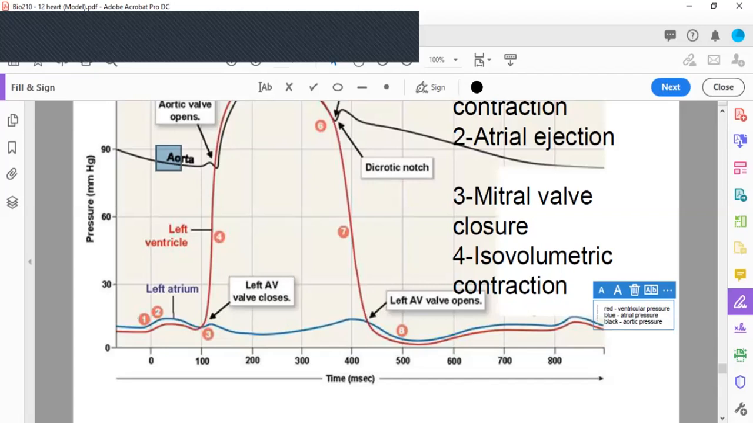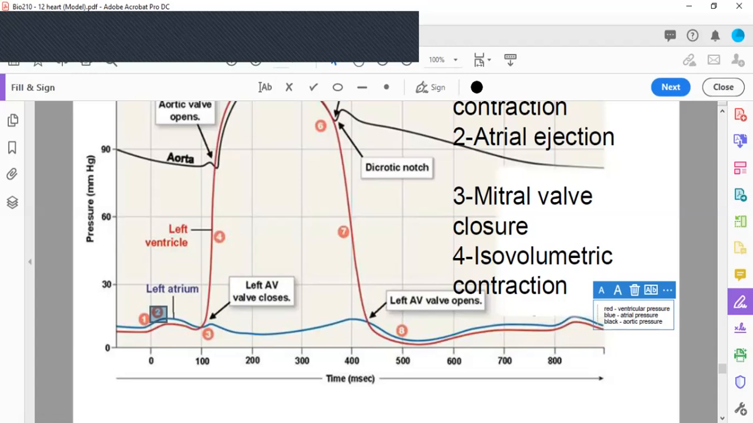In 1, you can see the pressure of the atrium is gradually increasing. What that means is it corresponds with the atrial contraction. And with 2, you can see the pressure in the atrium is gradually moving up, which corresponds with atrial ejection.